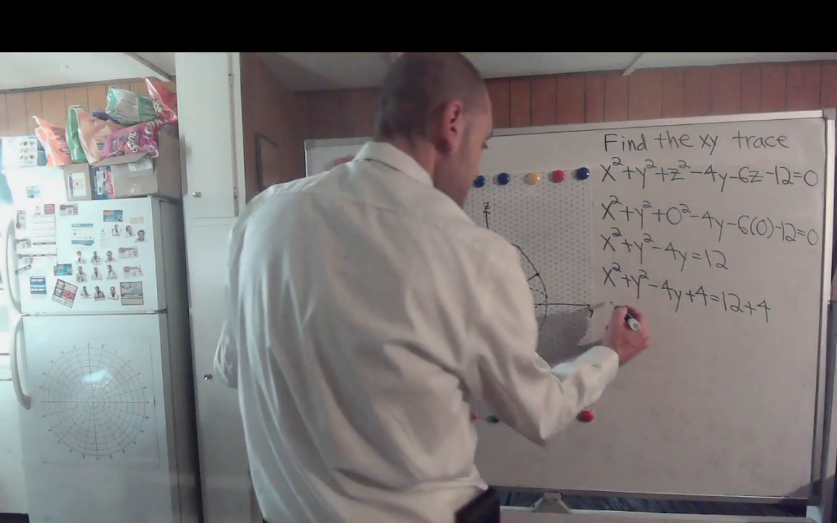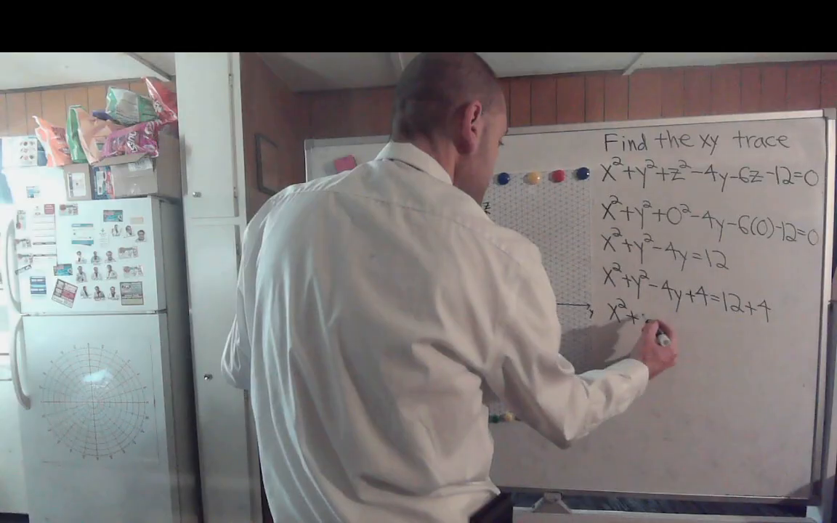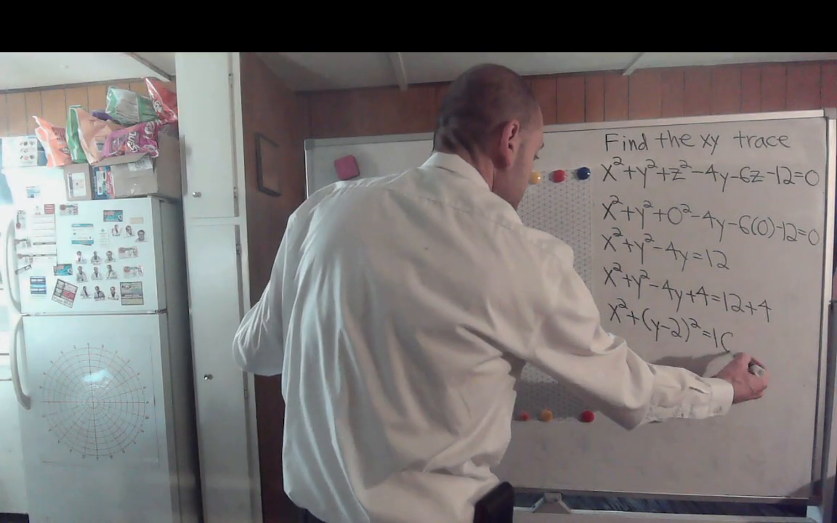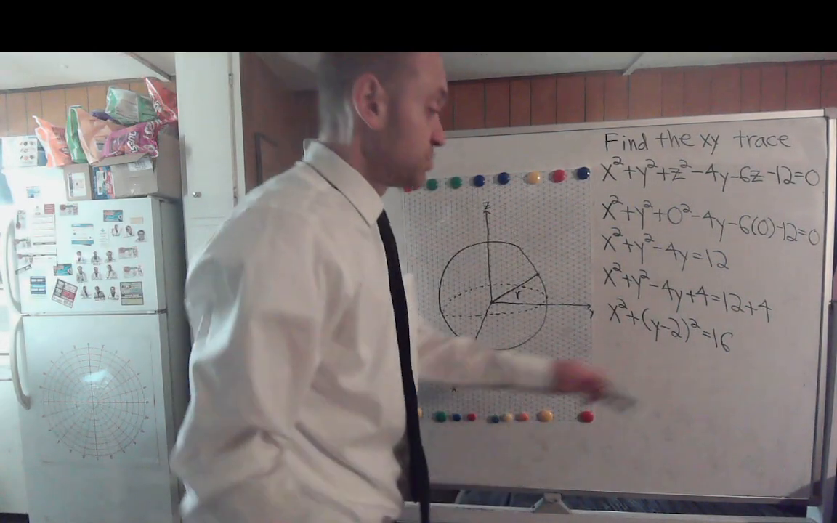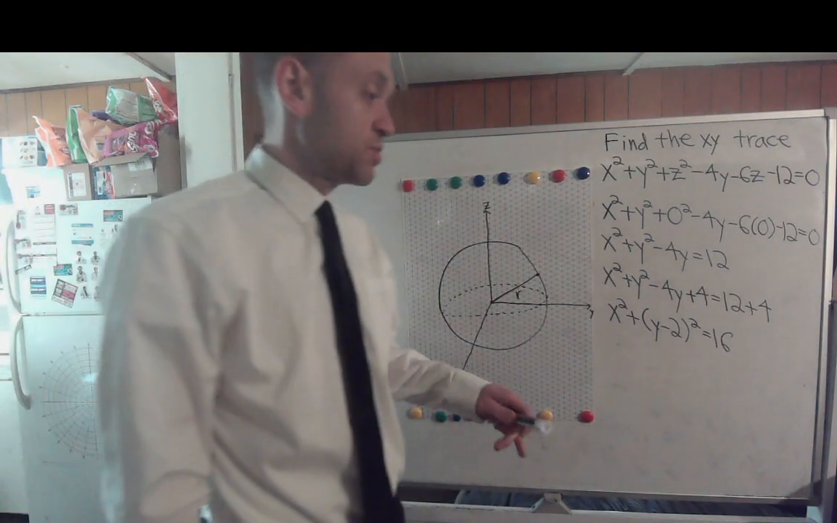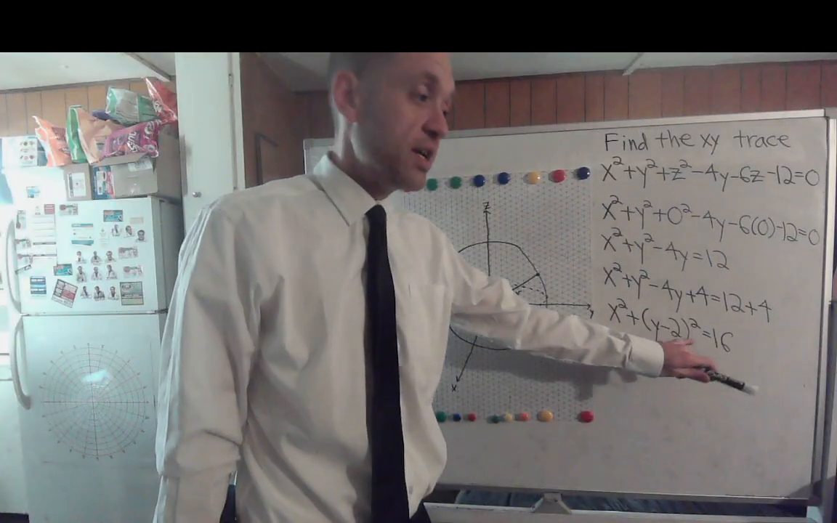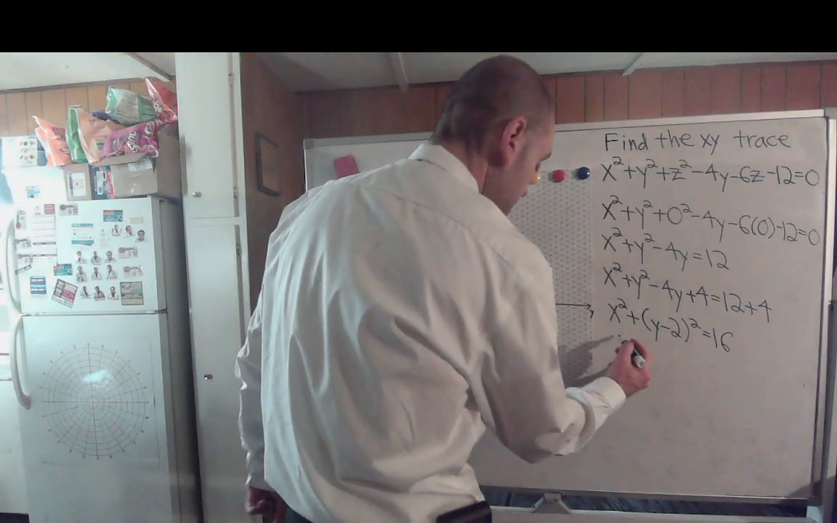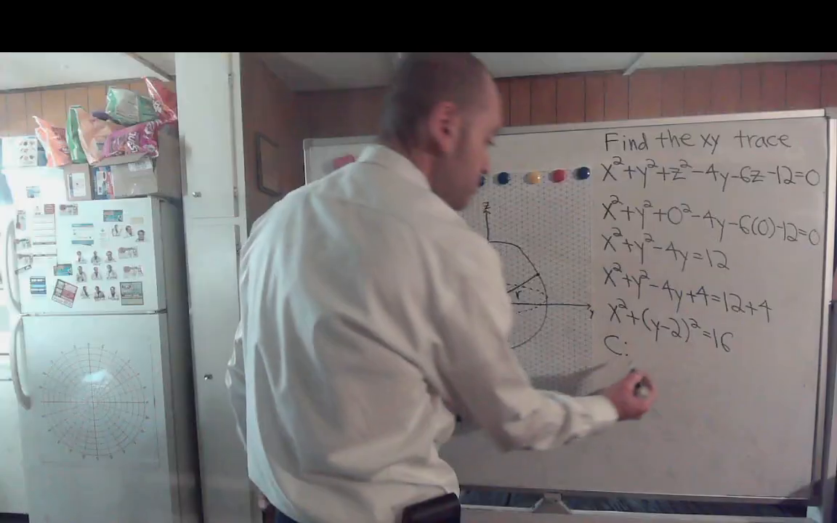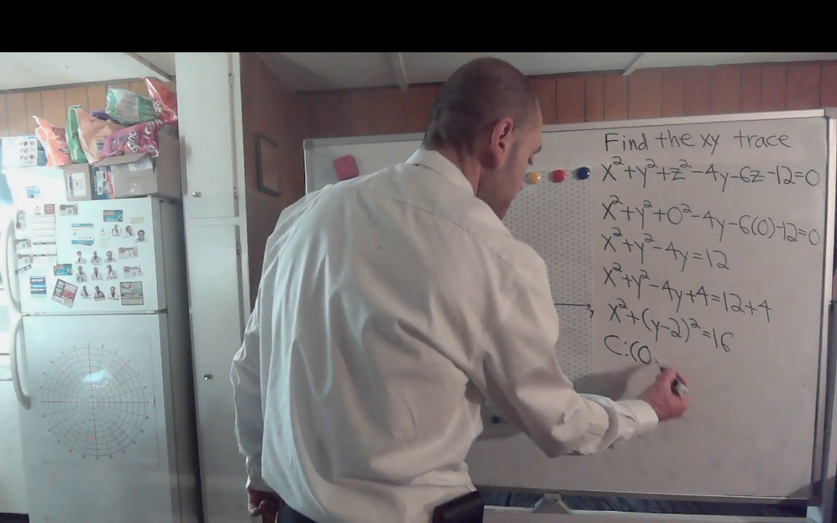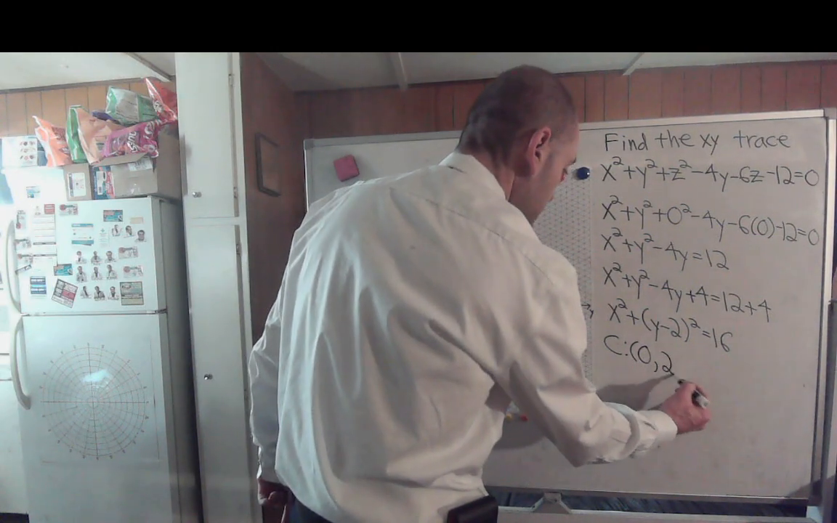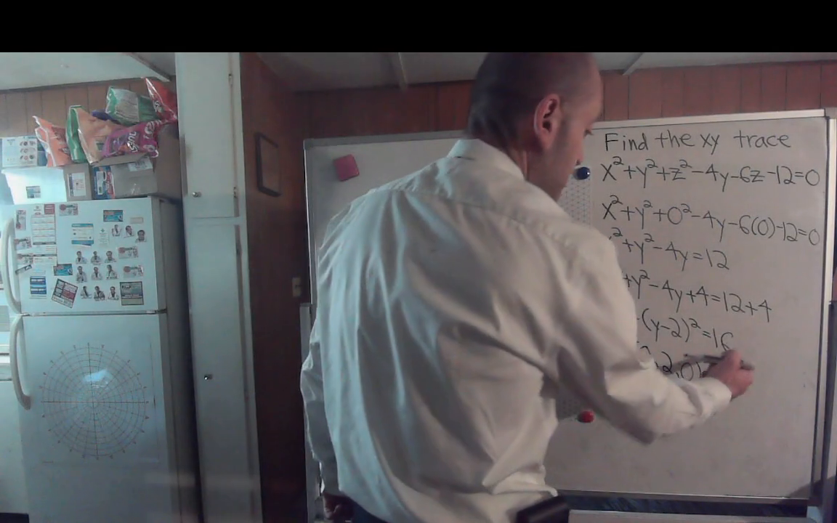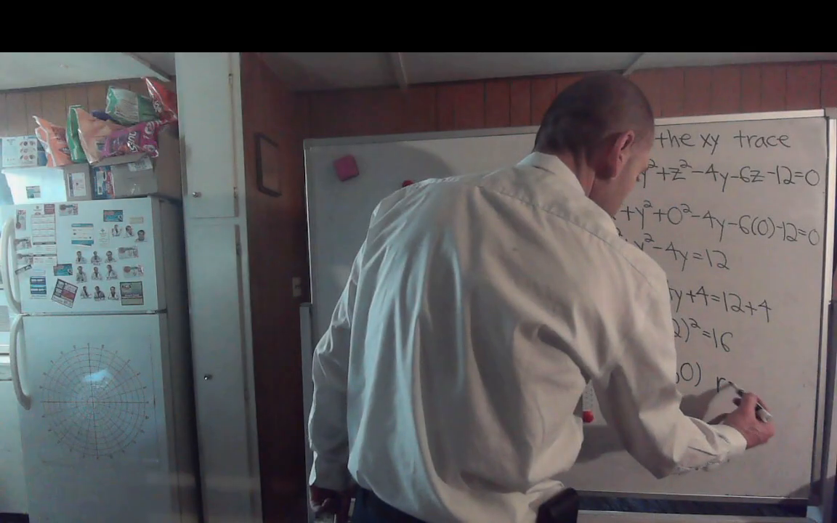So to simplify this, you would end up getting x squared plus the quantity y minus 2 squared equals 16. So for the xy trace, you'll end up with a circle in the xy plane with the equation x squared plus the quantity y minus 2 squared equals 16. The center, of course, has x coordinate 0 from the x squared. The y coordinate would be 2, with a default z coordinate of 0 since it's a trace. And then the radius is the square root of 16, so the radius is 4.